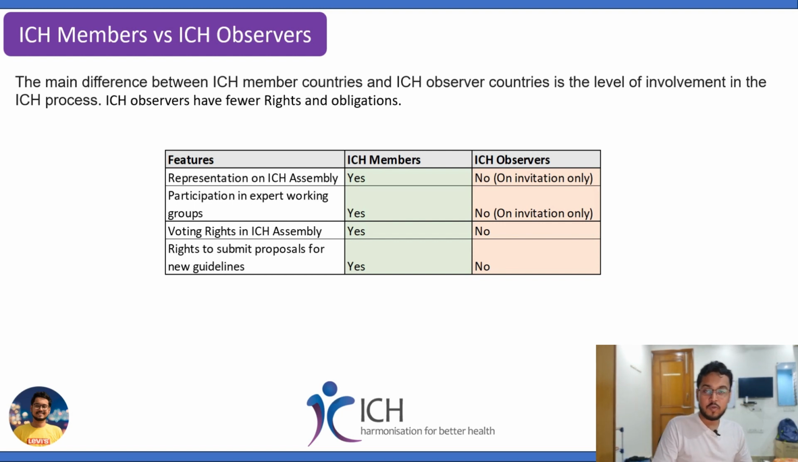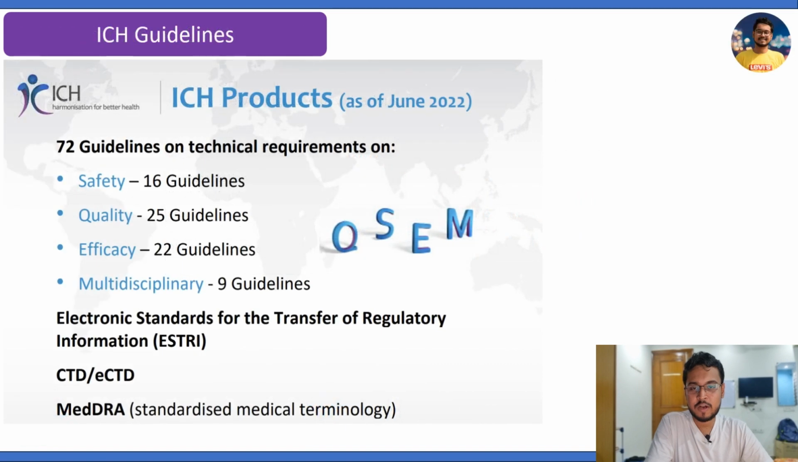So coming to India, as of now, India is basically an ICH observer. Although there was one announcement made by the DCGI of India, Drug Controller General of India, in 2020, that India is going to soon become an ICH member, but as of shooting this video, there is no update on that. Okay. So coming to the ICH guidelines, or in short, the summary of ICH.